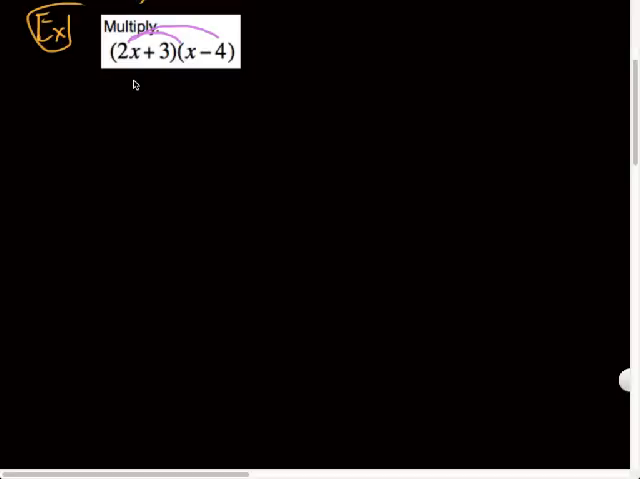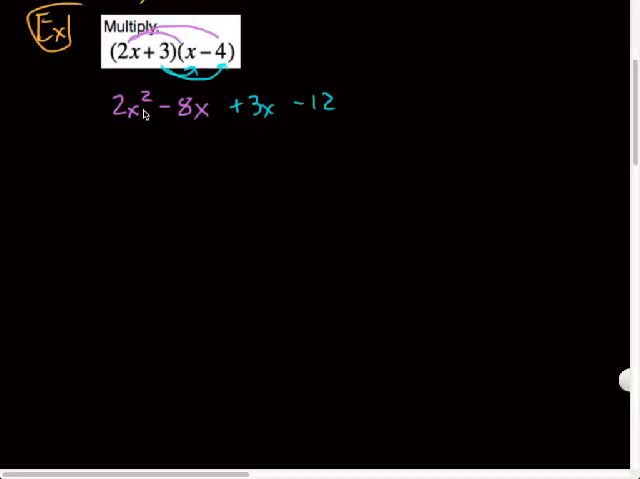So 2x times x would be 2x squared. And 2x times negative 4 would be negative 8x. However, that's not the only thing that was being multiplied by x minus 4. I also have this positive 3 that needs to be multiplied. So we'll do 3 times x as well as 3 times negative 4. So 3 times x is positive 3x, and 3 times negative 4 is negative 12.